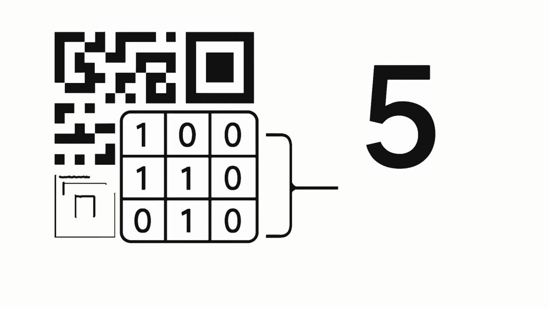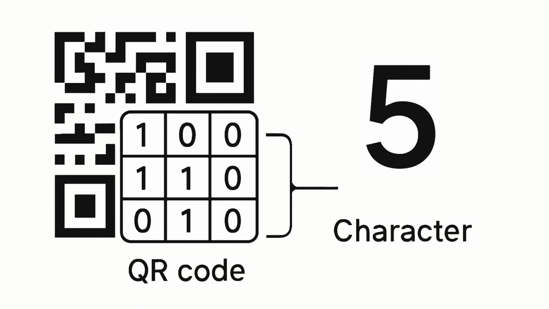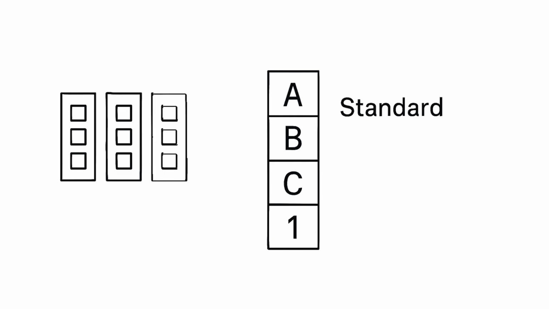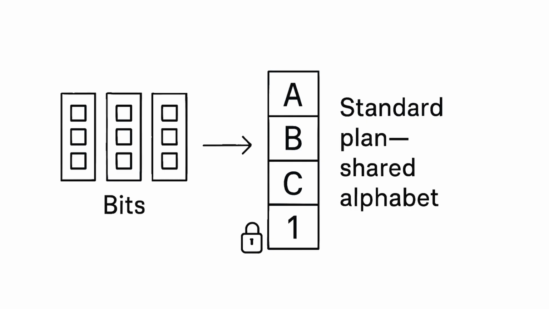The pattern of black and white modules represents bits, the basic units of digital information. Groups of bits are turned into numbers or characters using a standard plan, kind of like a secret but shared alphabet. There is also something very clever built in: error correction.